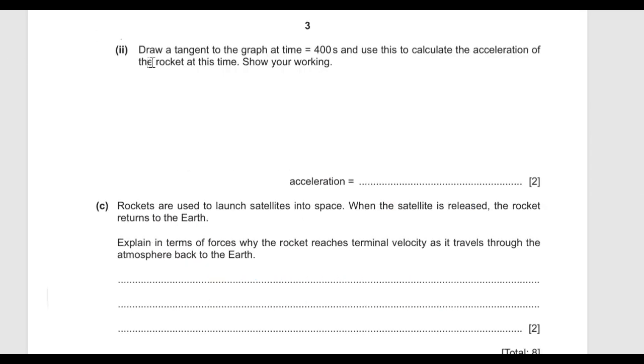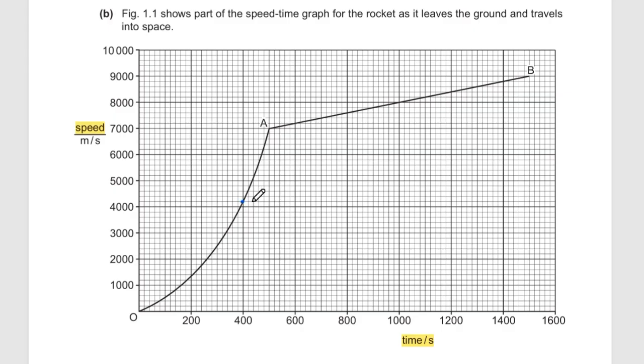Second part says draw a tangent to the graph at time t equals 400 and use this to calculate the acceleration of the rocket at that time. Show your working. So we will draw a tangent at time t equals 400. So at this point, I am going to draw a tangent first. While drawing a tangent, make sure that the distance of the line from the curve on both sides of the point should be same. And I have drawn the tangent.